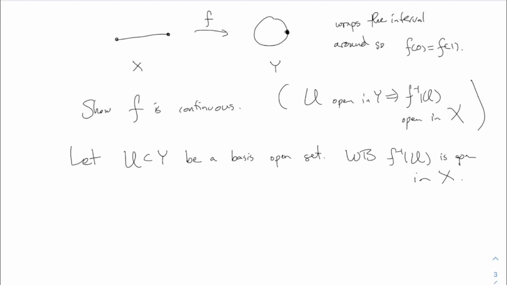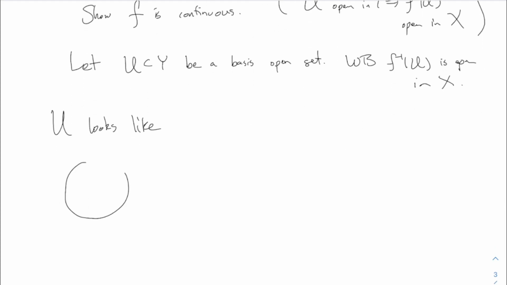And what does a basis open set in Y look like? Well, I said before, Y is the circle, and then U looks like an intersection of a ball from R2. Look at my nicely drawn picture. Can you see that? I hope you can see that little dotted line there. That's a ball from R2, and when you intersect it with the circle, what you get is a little interval inside Y like that. All right? So this is what the set U looks like.